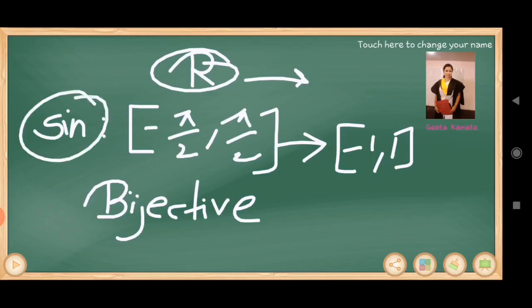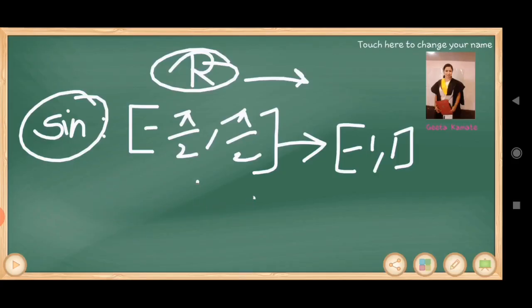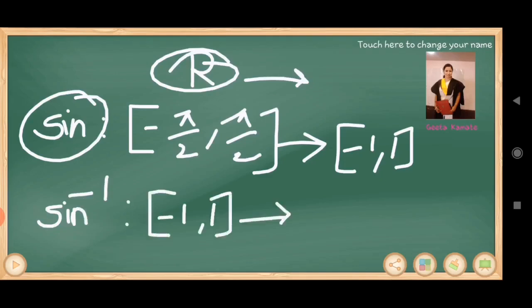And how do we write it? Here I'll show you. Whenever f is a function, we write f inverse. Now sine is a function, so we write symbolically sine inverse, and it is a function from, in reverse, the closed interval minus 1 comma 1 to the closed interval minus pi by 2 comma pi by 2.